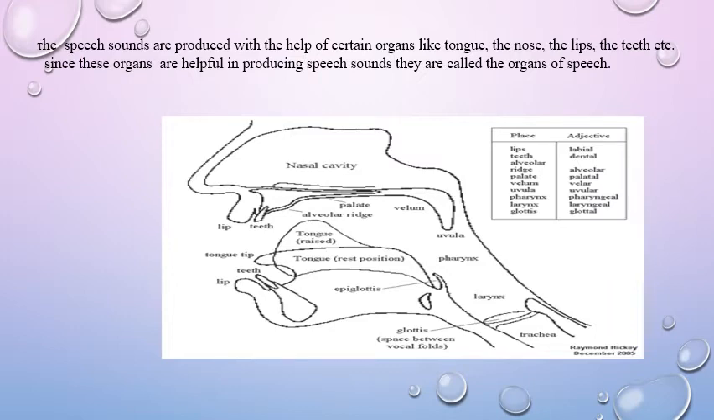And then the tongue. When we speak, the tongue is not in its rest position. The tongue moves up and down. It touches some part of the mouth or the other. And this happens only when consonant sounds are produced. Only when the vowel sound is produced, the tongue does not touch any part.